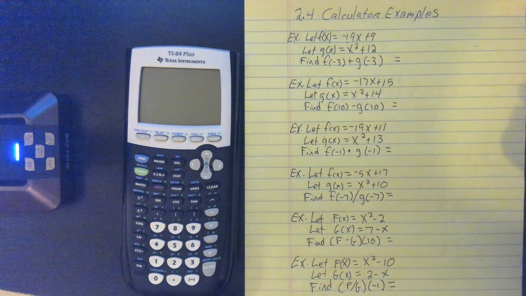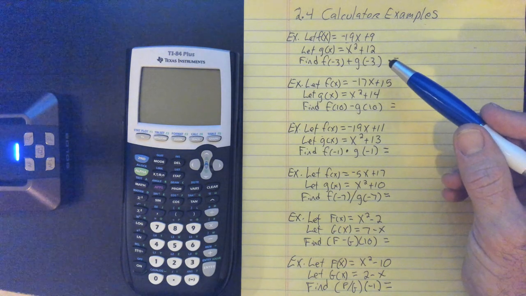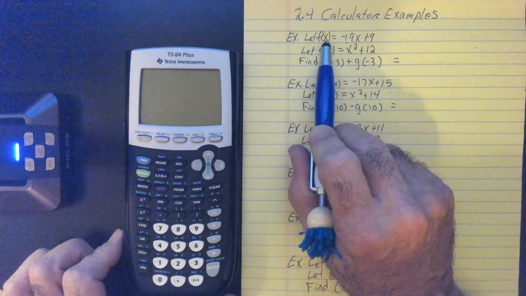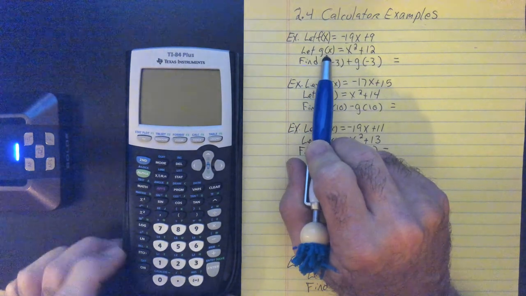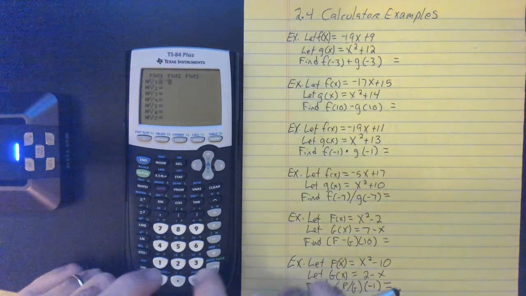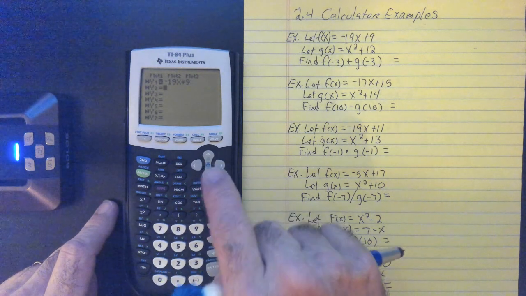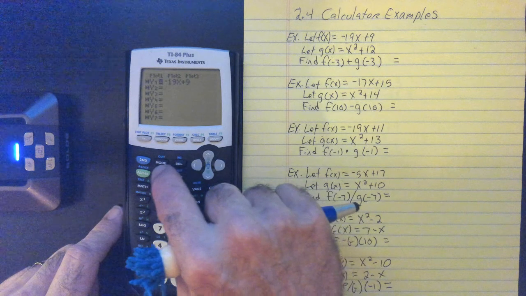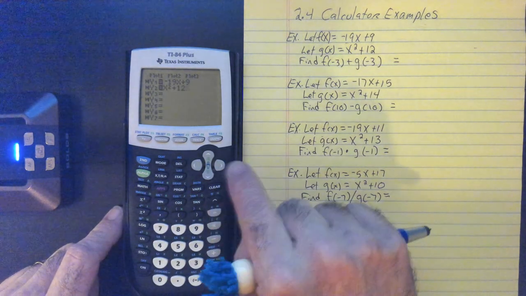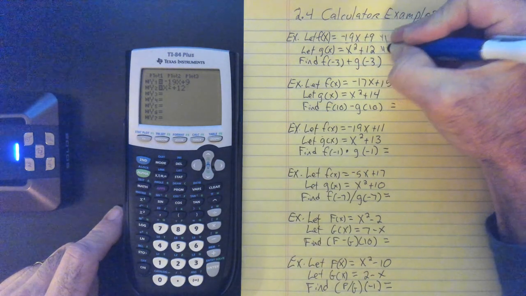Alright, so we're going to start out on this video looking at the functions that you can do on the calculator from section 2.4. Since I got two functions here, I'm going to put f of x into y1 on my calculator and g of x into y2. So I'm going to hit y equals. So y1 is going to be negative 19x plus 9. Then I'm going to arrow down to y2 and put in x squared plus 12. So I got them into my y1 and y2. So remember, y1 is f of x, y2 is g of x.